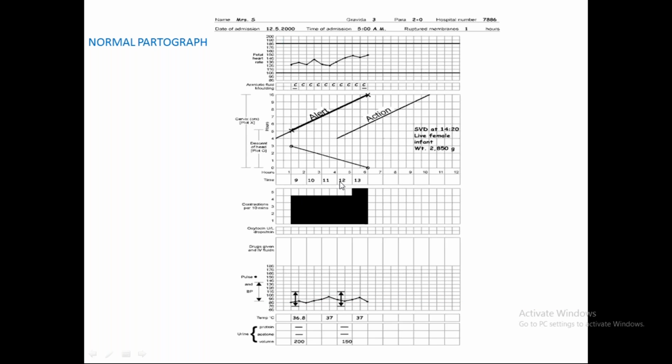See, this is the time schedule. So 4 hours from the alert line. This is the hours: 1, 2, 3, 4 hours. This is the dilatation. So 4 hours from the alert line will start the action line. Okay.